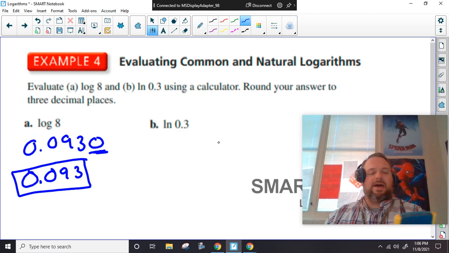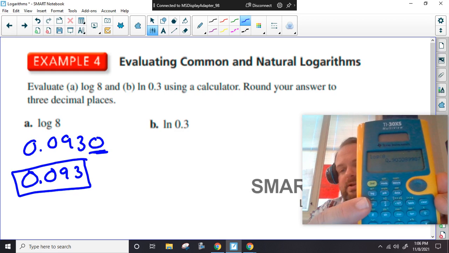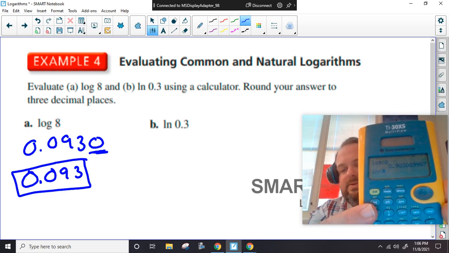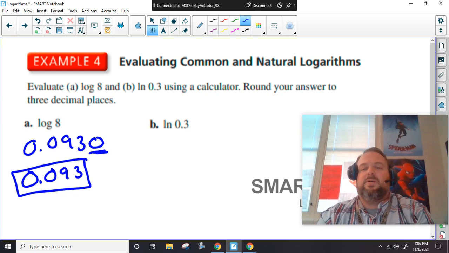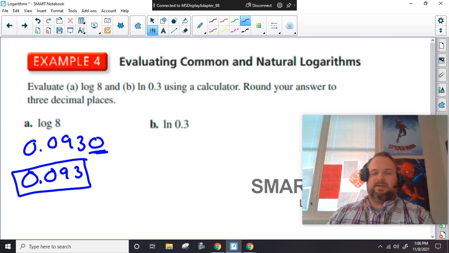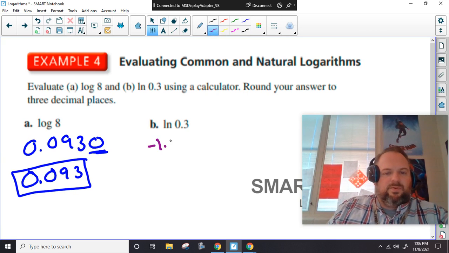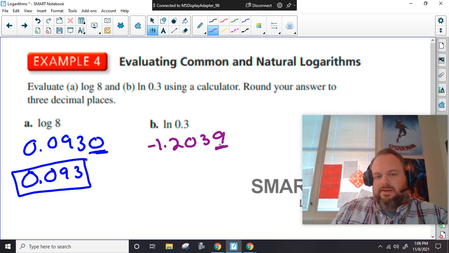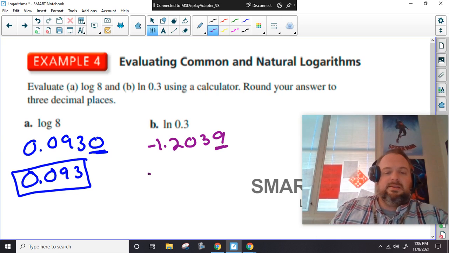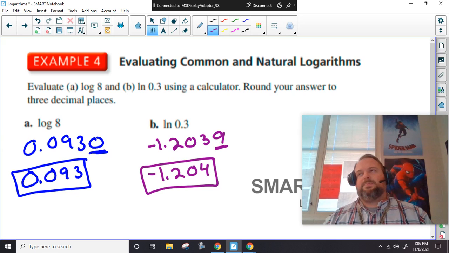Now, right below log, we have our natural log, our ln, which I don't know why it's ln and it's called natural log. And this gives us negative 1.2039. This fourth one is bigger than 5, so it rounds to 204. Yes, I've really had to teach people how to round.